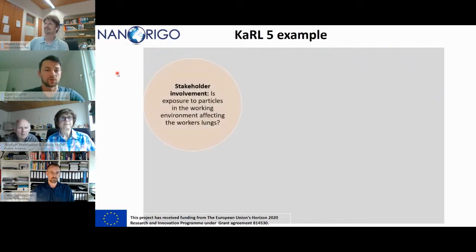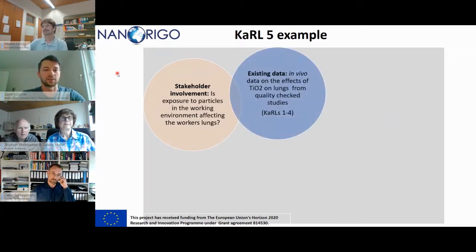So now let's go concrete. So we have a stakeholder. What could be next? What could be the existing data? The existing data could be just in vivo data on the effects of titanium dioxide on lungs. And this existing data we could find from reliable sources. They should be KaRL 1 to 4. Now, occupational exposure to titanium dioxide represents legal requirements. Here we need to know the threshold of the concentration of the titanium dioxide, which is allowed per regulation.